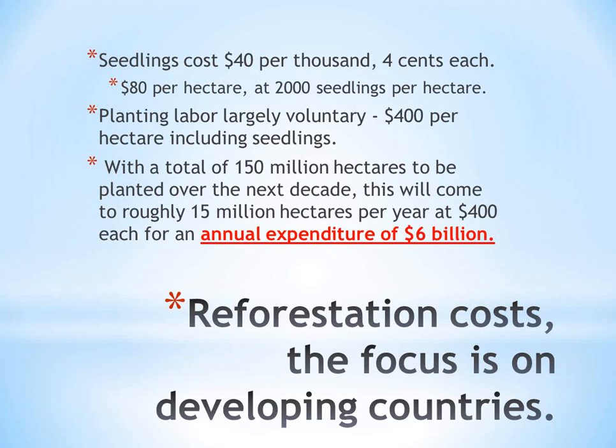Seedlings cost $40 per thousand, 4 cents each, or $80 per hectare at 2,000 seedlings per hectare. Planting labor is largely voluntary, so the cost is $400 per hectare including seedlings. With a total of 150 million hectares to be planted over the next decade, this will come to roughly 15 million hectares per year at $400 each, for an annual expenditure of $6 billion.